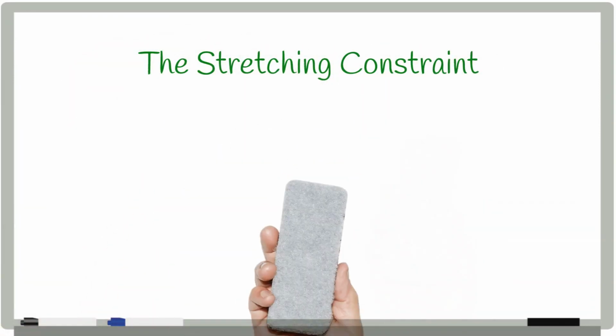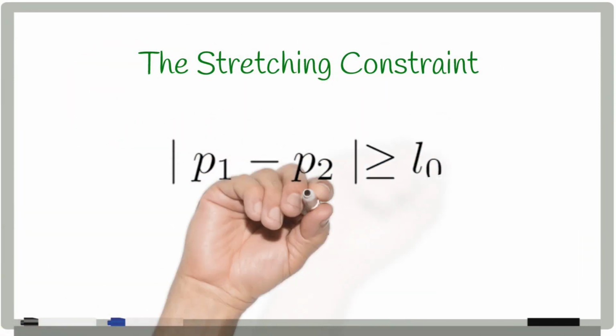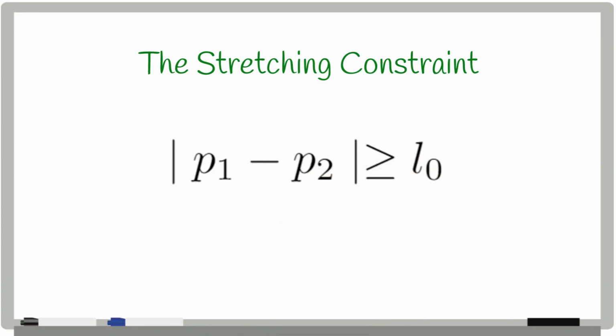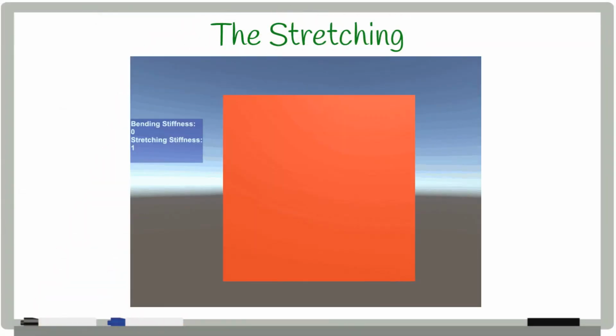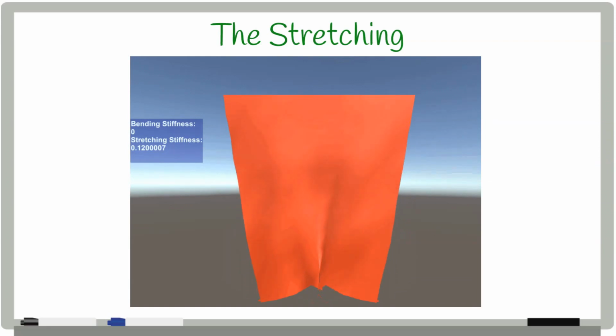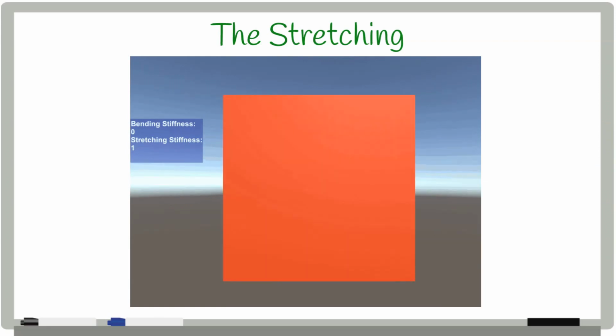Firstly, the stretching constraint. For every pair of adjacent particles, P1 and P2, the distance between them must always be greater than the distance between their initial positions. The stretching stiffness is a scale factor between 0 and 1. The higher it is, the less P1 and P2 can distance themselves from each other. Here we can see the effect on the cloth as we decrease the stretching stiffness. It's kind of cool, don't you think?